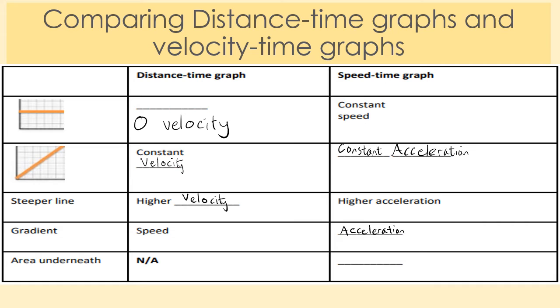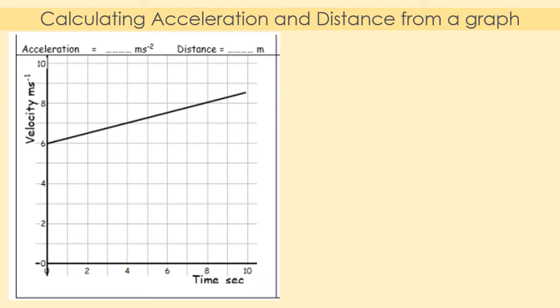But the area underneath a speed time graph, so underneath this line here, or this line here, will tell us the distance travelled. So it can be very useful for working out distance and acceleration from these speed time graphs. So we're now going to have a look at working one out. We're going to calculate the acceleration and distance on this graph. I'm going to talk through it first, and then we'll have a go at doing one.